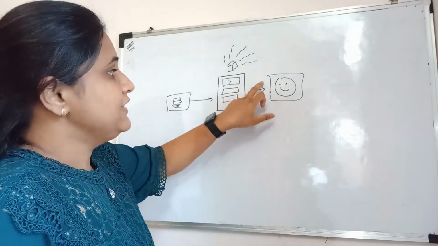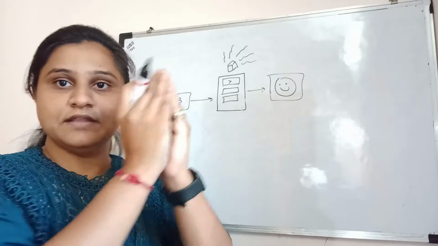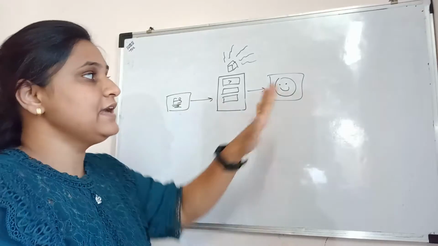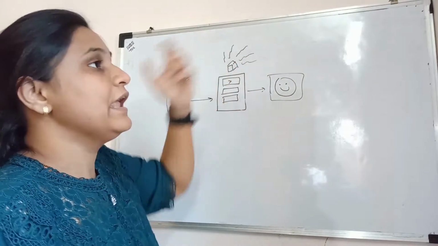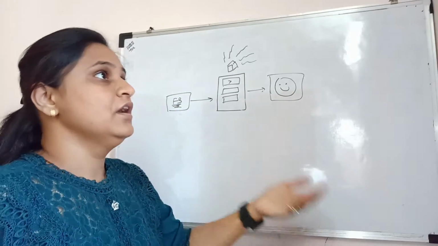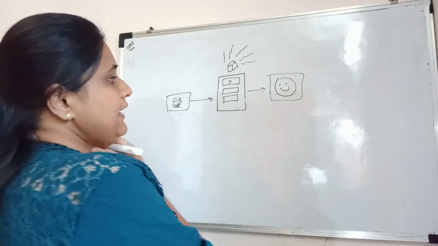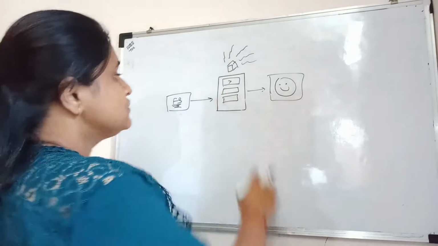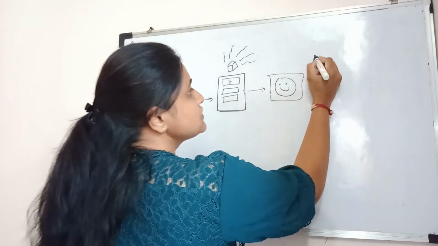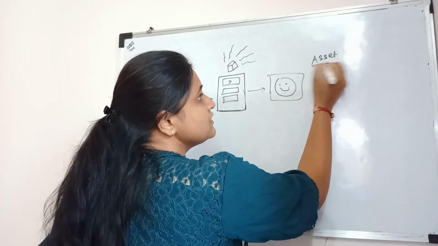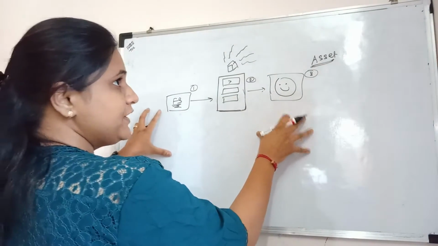In exchange for their email IDs, they are getting that shiny object, which is helpful for their business or in learning, and I am getting the email IDs. So these email IDs are the most important asset for the business. This is a funnel. This is the complete funnel.